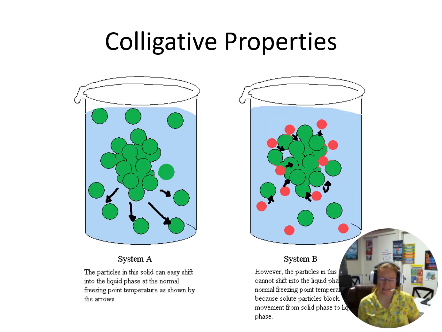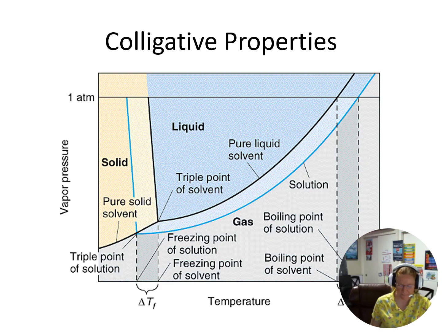Okay, so you can look at these diagrams here and you can see that in the pure system, everything's interacting with each other, no problem, totally normal. But in the other system with the little red dots, now I have solute particles that are getting in the way of my pure solvent from interacting with each other normally. And then here we have a phase diagram. Our solid black line is our pure and the blue line is our solution. And so it shifts out, our boiling point goes up, our freezing point goes down. So let's see how this affects.